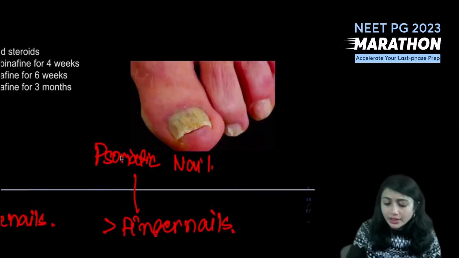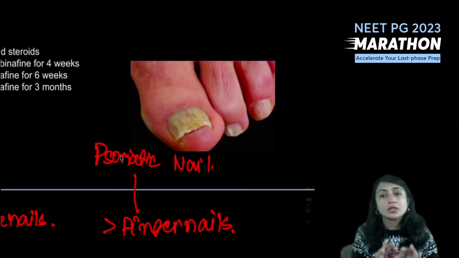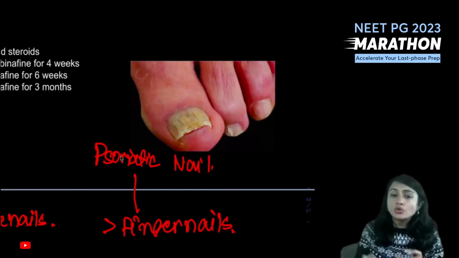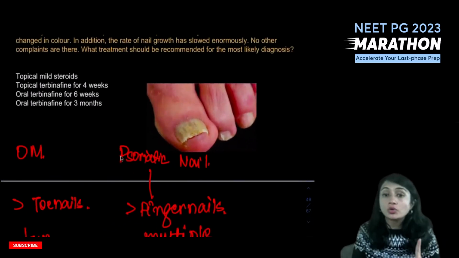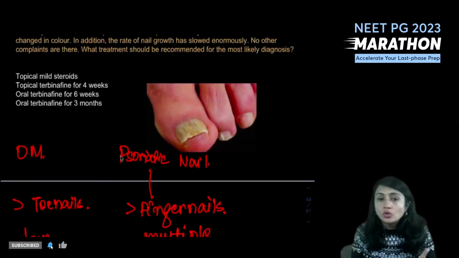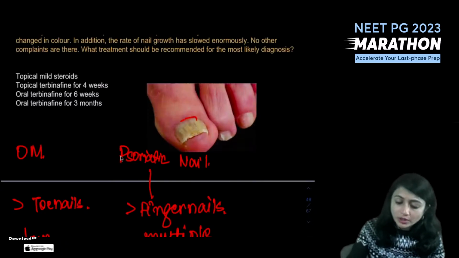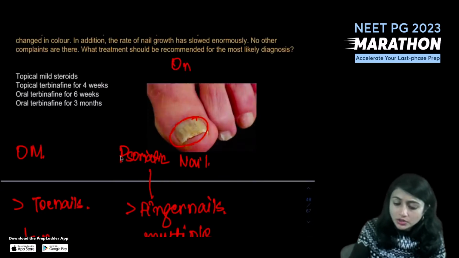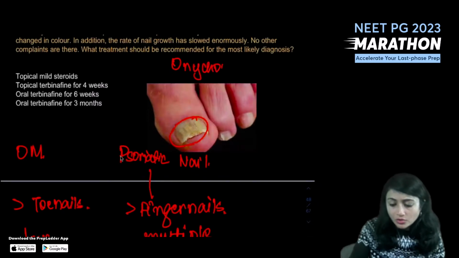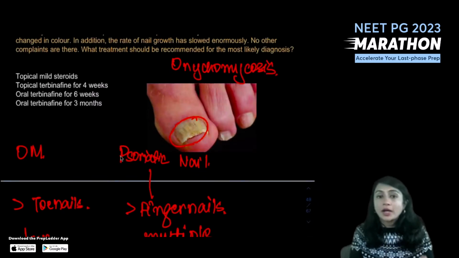But look at the nail here. There are no pits that you see. There is no oil drop sign. And they have given you a toenail. So toenail, no pits, no oil drop sign. You can safely assume that they have given you a case of onychomycosis.